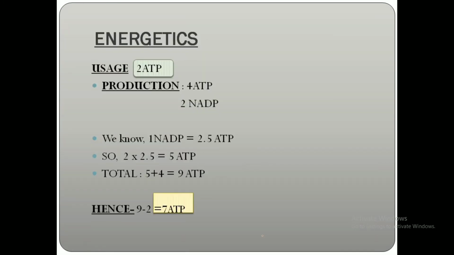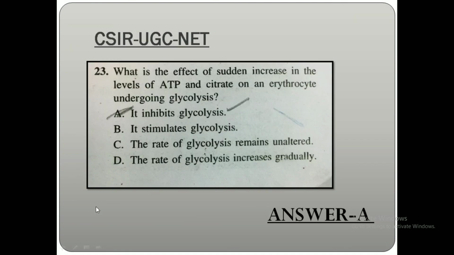So, this is the complete energetics. You can look at it once more. The usage was 2 ATPs. Then we have production of 4 ATP and 2 NADH. As we know, 1 NADH is equivalent to 2.5 ATPs. So after calculation, we get 5 ATPs from NADH and 4 ATPs formed directly, so a total of 9 ATP. By subtracting the used ATPs from the total ATPs, we get 7 ATPs as the net ATP.